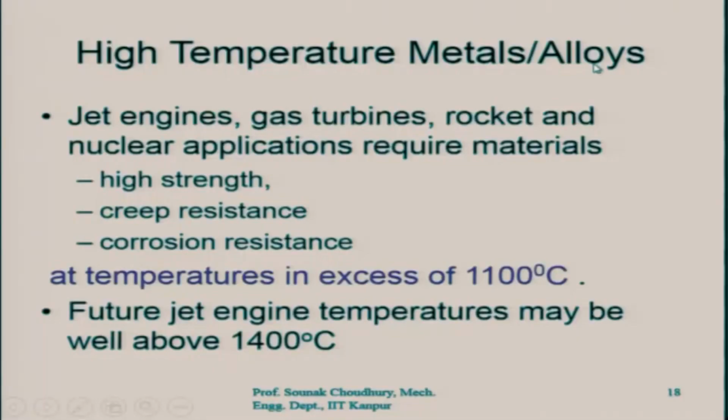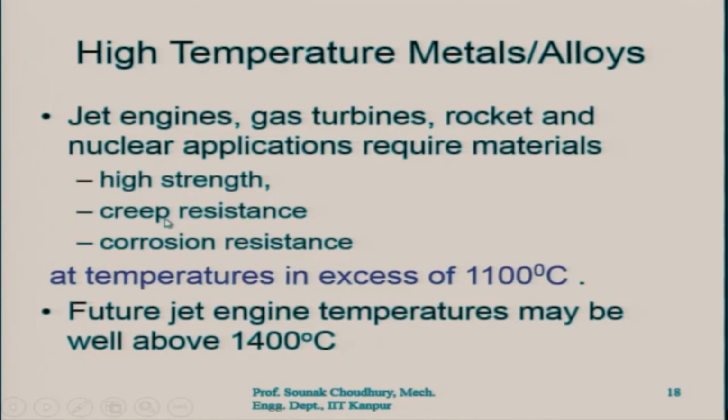High temperature metals and alloys: jet engines, gas turbines, rocket and nuclear applications require materials with high strength, creep resistance, and corrosion resistance. This is understood, because these mostly work at very high temperature. That is one thing, and very high speed. So, the forces exerted will also be higher, and the temperature rise will be high. Therefore, for all this it needs corrosion resistance, creep resistance and high strength of the material.